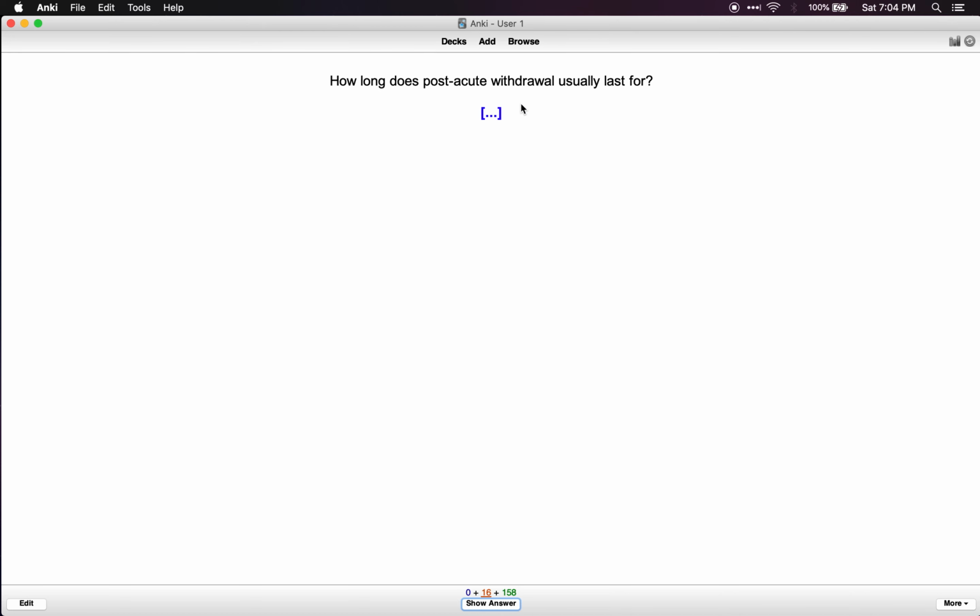How long does post-acute withdrawal usually last? Post-acute, so a little bit after, usually after 2 years. Lexical access is finding a new word in a new language and associating that new word with some sort of knowledge you have from your long-term memory.